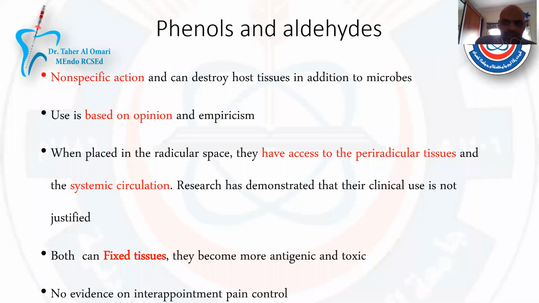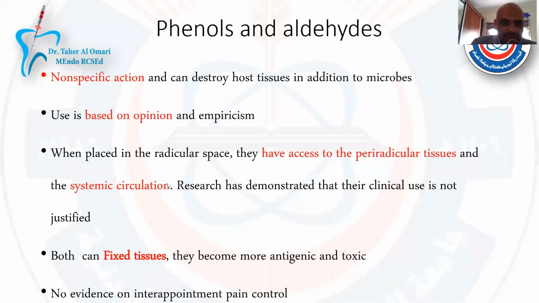We start with phenols and aldehydes. They have non-specific action and can destroy both host tissue and microbes. The use of phenols and aldehydes is based on opinion and is empirical, not evidence-based or on a scientific basis, although you will still find people using it. When we place it in the radicular space or in the pulp chamber, the material will leak and go to the periradicular tissue.